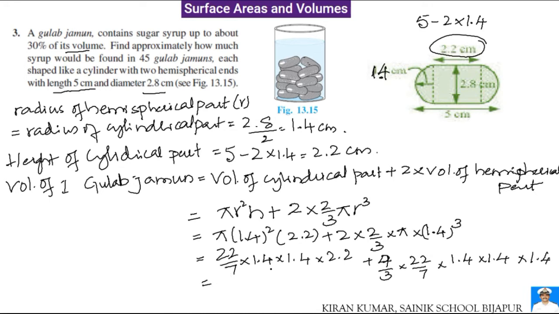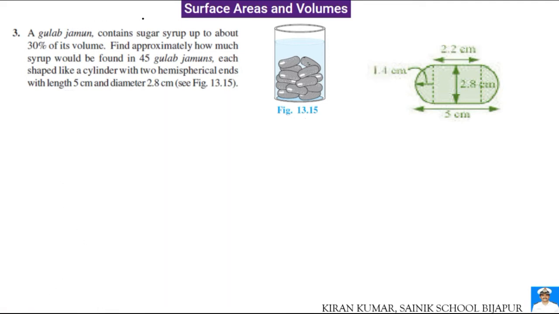On simplifying, we get 13.552 plus 11.498. This is equal to 25.05 centimeter cube. This is the volume of one gulab jamun. Now the question is, we need to find for 45 gulab jamuns.